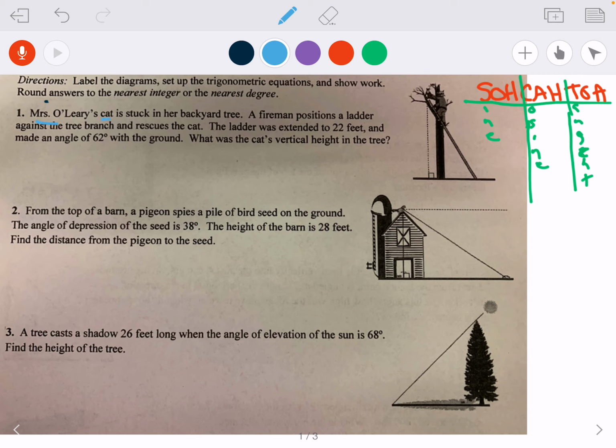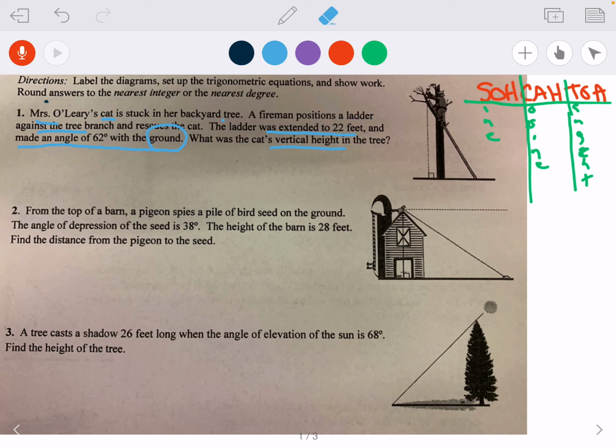Mrs. Larry's cat is stuck in her backyard tree. A fireman positions a ladder against the tree branch and rescues the cat. The ladder was extended 22 feet and made an angle of 62 degrees with the ground. What is the cat's vertical height in the tree?